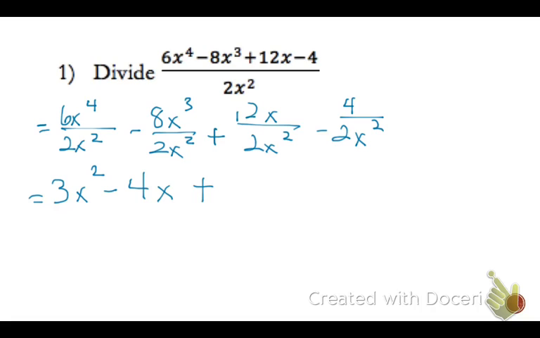12 divided by 2 is 6. Notice you have x to the first power divided by x squared. So the bigger exponent minus the smaller, 2 minus 1 is 1. But since the bigger term is in the denominator, that's where our variable term will end. And then finally we've got negative 4 divided by negative 2, which is 2, and then x squared in our denominator.